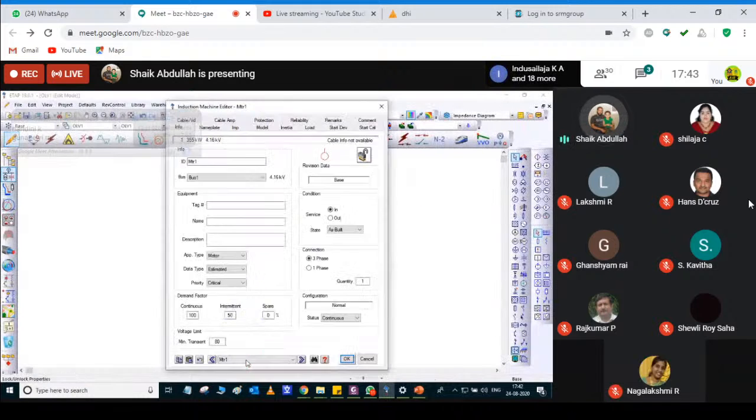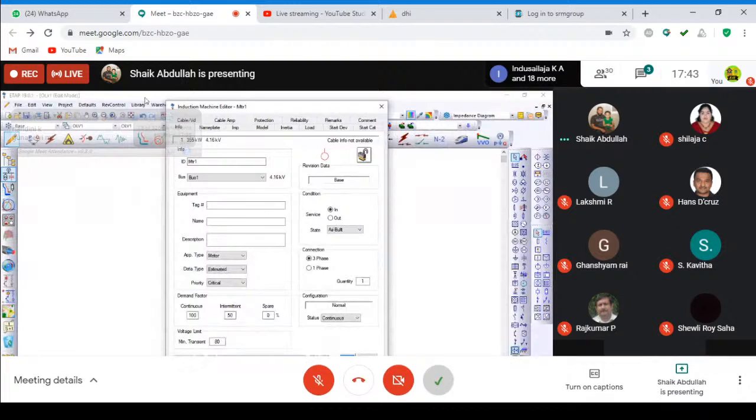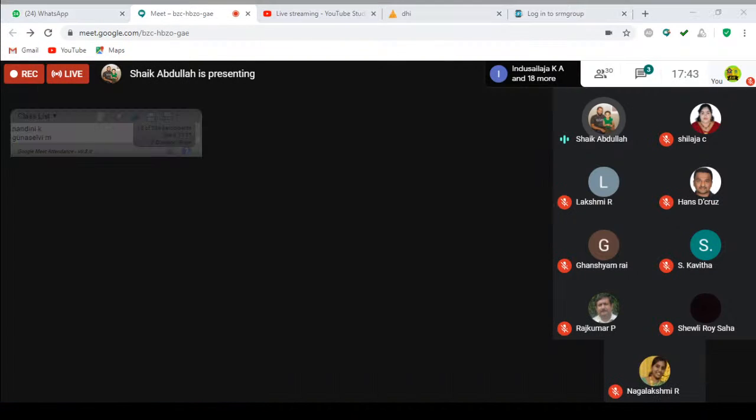If you open your ETAP, there is the motor. If you go to the protection tab, this is the one we are going to talk about. This is your starting curve, with hard start and cold start, and these blue and red color curves are nothing but the damage curve of your motor.